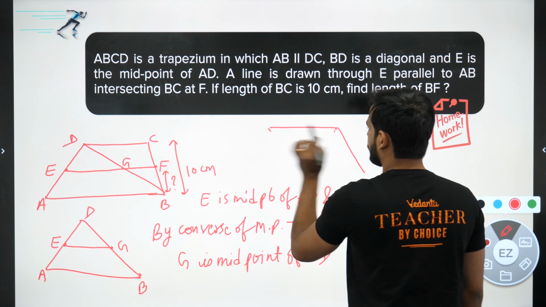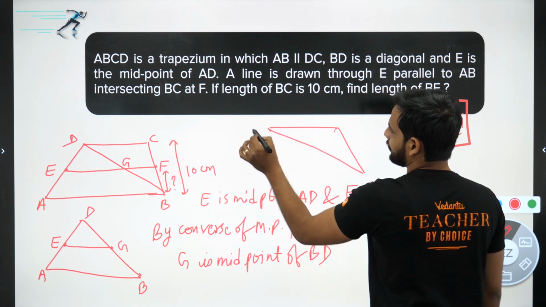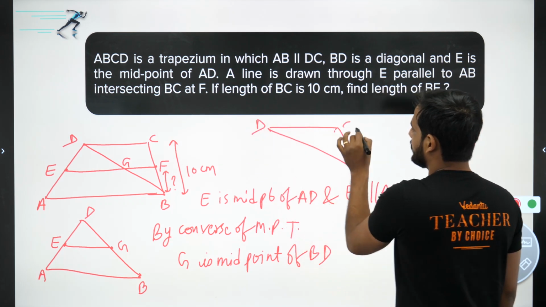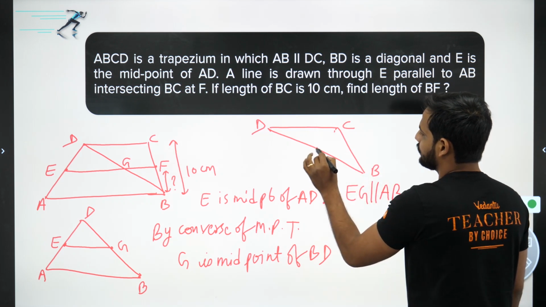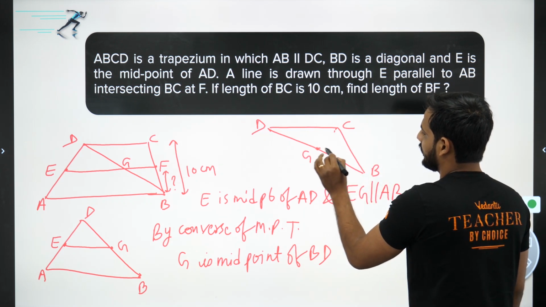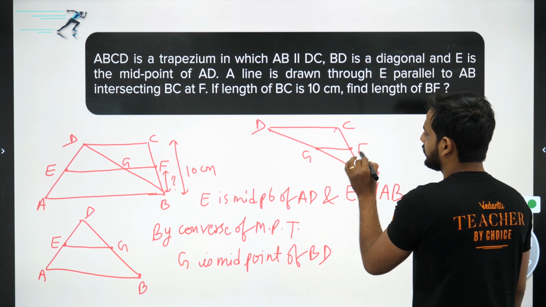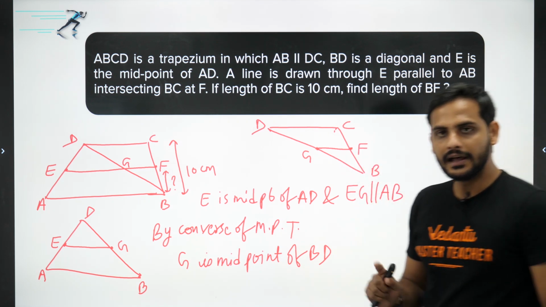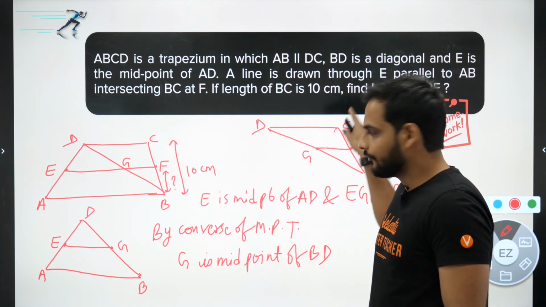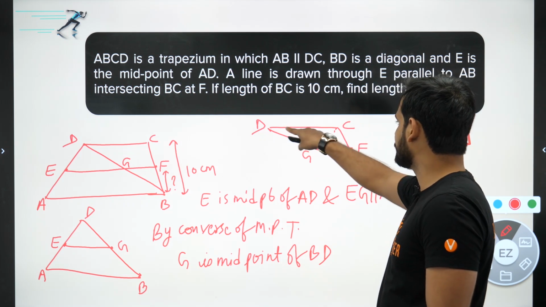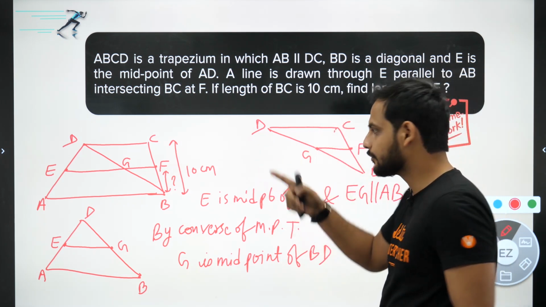Let us look at this triangle, which is BDC. Here we have D, C and B, and here we have G, and then a line which is drawn here, which is F, right? Now, you know G is the midpoint. From G, you are drawing a line which is parallel to DC. How do you know it is parallel to DC?